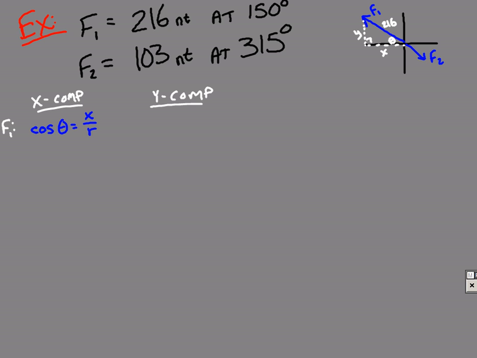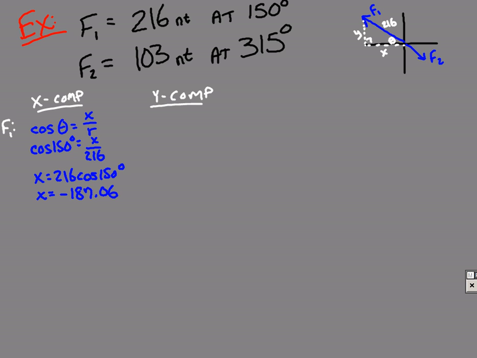So what angle would I use? Well, we've said before that we needed to use reference angles and everything. When we're doing this here, we don't even need to. We can plug in the angle directly. We can say cosine of 150 is equal to x over r. R is the radius, or the actual magnitude, 216. That means x is equal to 216 times cosine of 150, and when we plug that in, that's going to be negative 187.06. Now, we're in the second quadrant, so cosine should be negative, so that should make perfect sense.